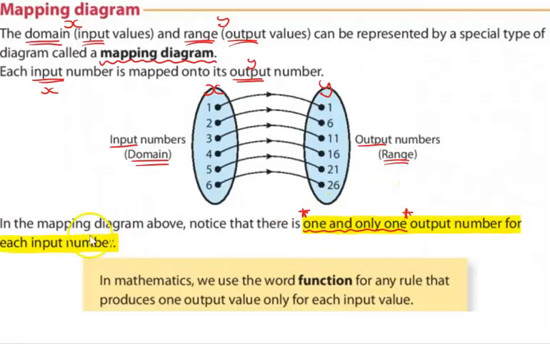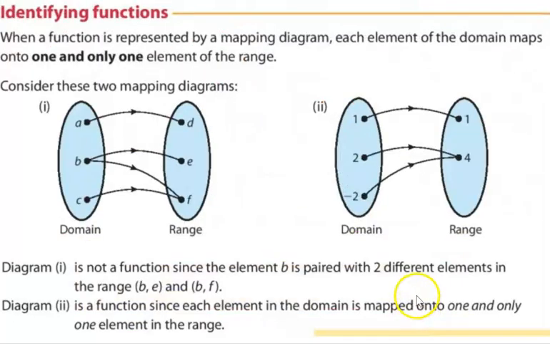Now, what's highlighted here in yellow is the most important part. In the mapping diagram above, notice that there is one and only one output number for each input number. So in mathematics, we use the word function for any rule that produces one output value only for each input value. So let's have a look at a function, a mapping diagram that has a function, and then another mapping diagram that is not a function.